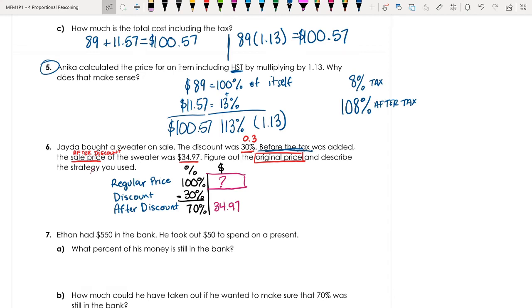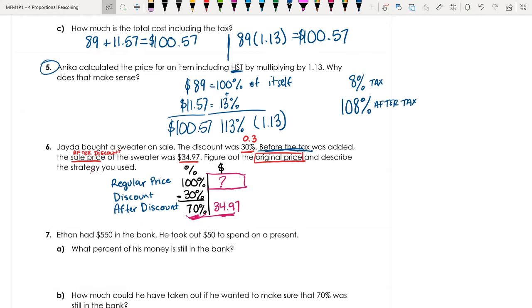Now, all we need to answer any one of these kinds of questions is two values, actually. In this case, we know the after discount as a percentage and as a dollar amount. And now we're trying to find the regular price. What this is saying is that the after discount price is 70% of the regular price, right? So the question is actually asking you, what is $34.97 70% of? And when it's asking you that kind of question, that means it's asking you to find the base.